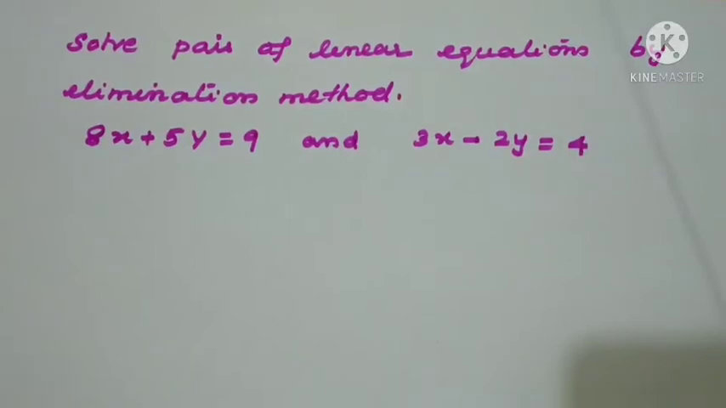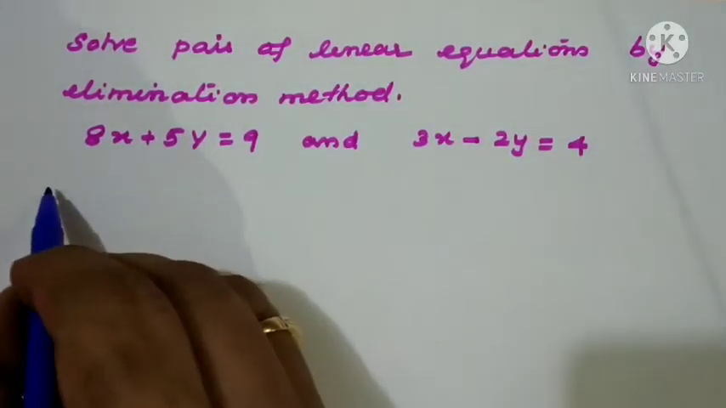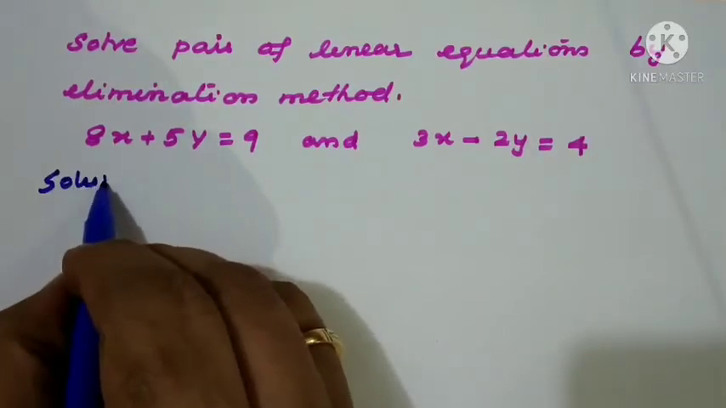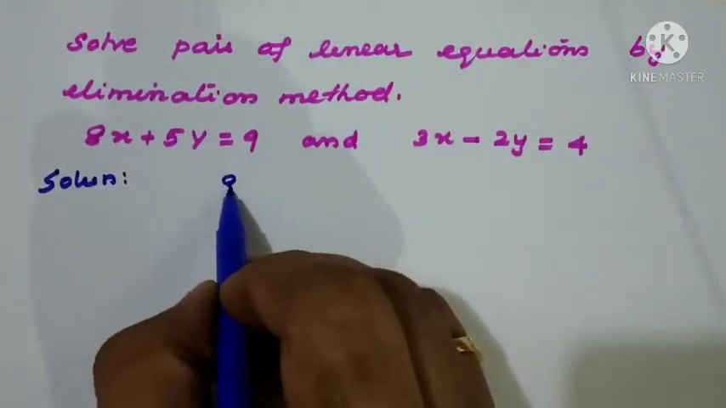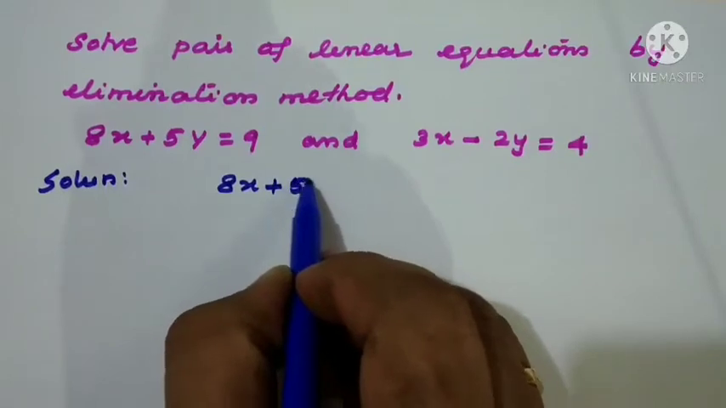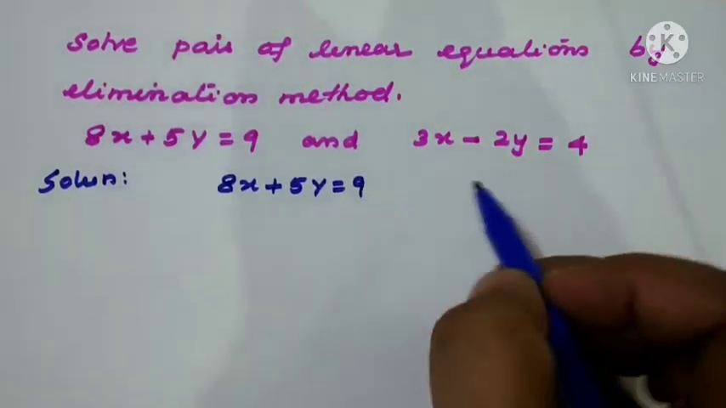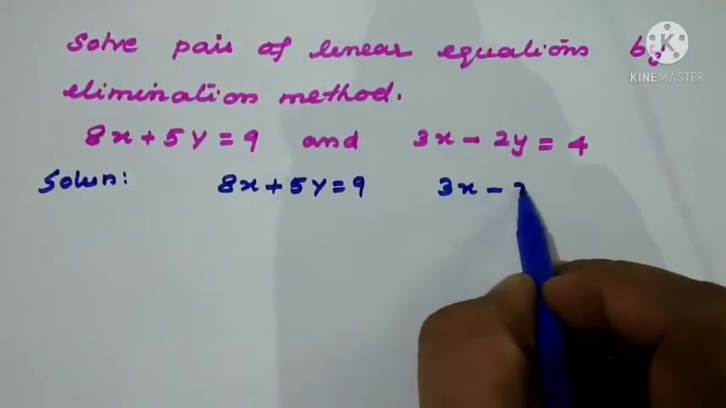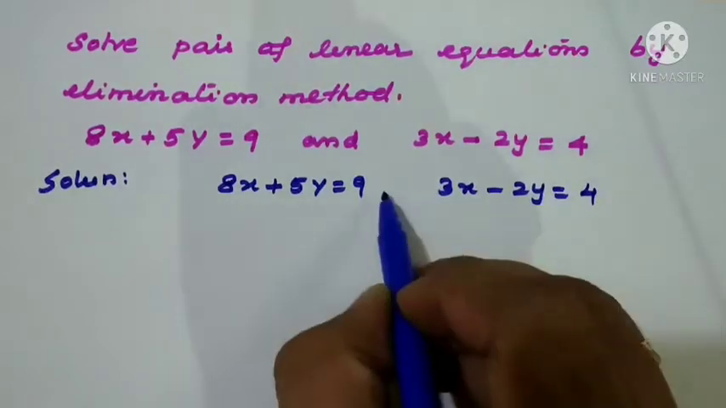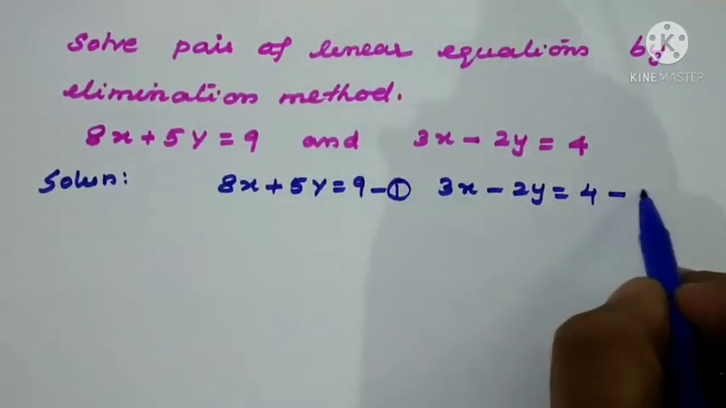Solve the pair of linear equations by elimination method: 8x plus 5y equal to 9 and 3x minus 2y equal to 4. So what is the solution? To start, we have to get the equations down only. So I'll write 8x plus 5y equal to 9. Next, 3x minus 2y equal to 4. So this is our equation number 1, equation number 2.